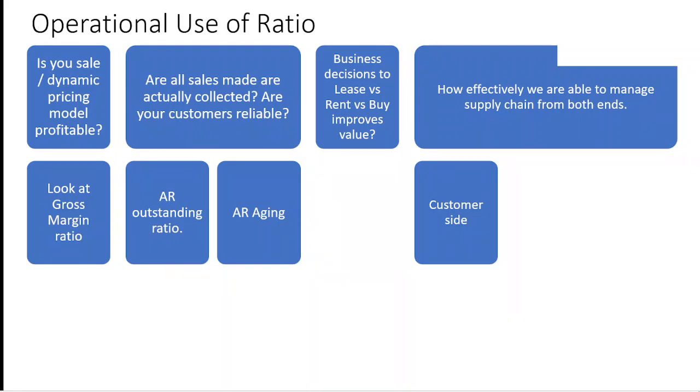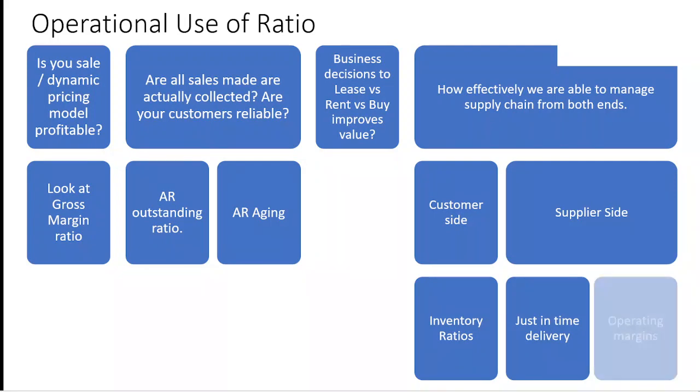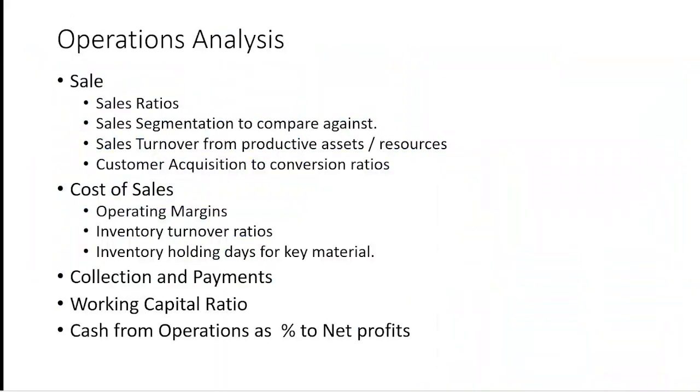If you want to understand whether your management of supply chain is efficient, then from customer side, you may want to look at your inventory ratio, how much inventory you are holding. If you want to look at it from supplier side, you want to look at your just in time delivery, again inventory ratio, and also the operating margins, whether your operating margins are good or not. Bad supply chain will reduce your operating margins, better supply chain will improve your margins.